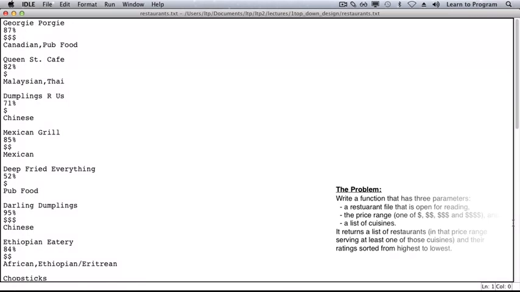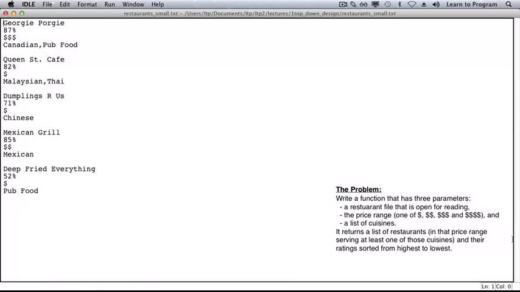Here's the problem. Write a function that takes the open restaurant file, a price range, and a list of cuisines. It's going to return a list of restaurants and their ratings, sorted by ratings from highest to lowest. Let's do an example, starting with even fewer restaurants so there isn't that much data to keep track of. Let's say you're interested in cheap Chinese or Thai.